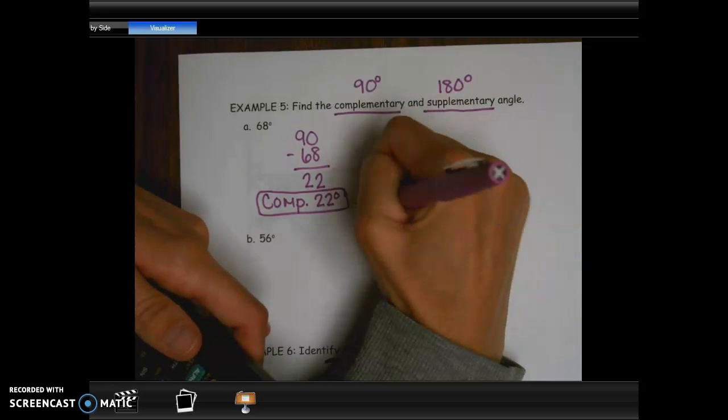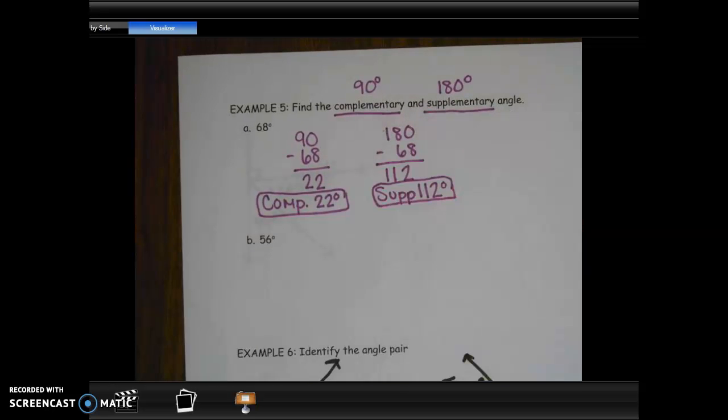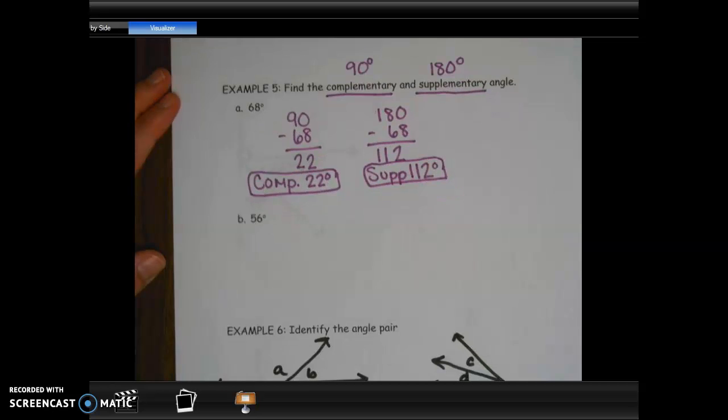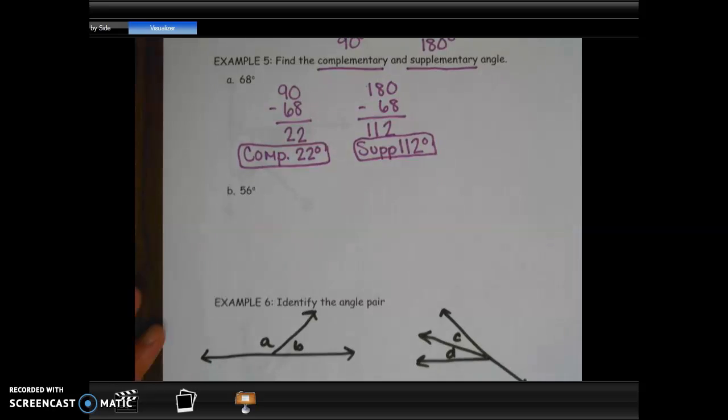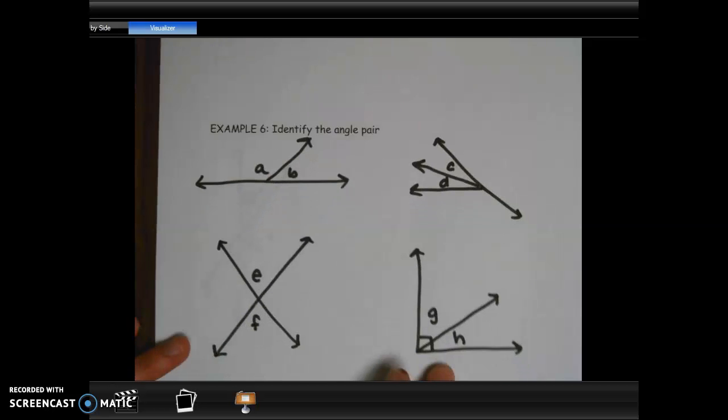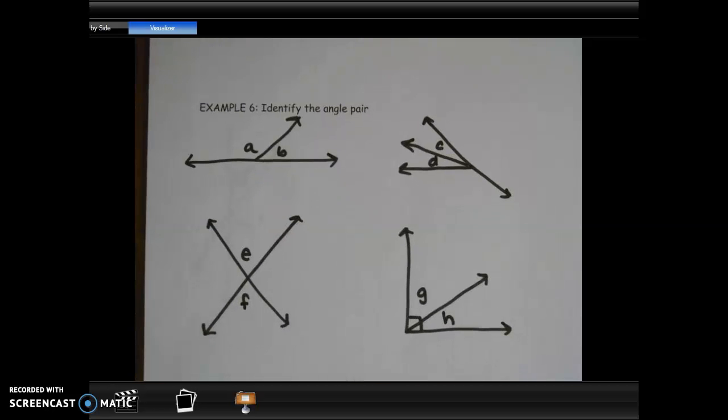Now, I don't think you have any questions like this on your homework, if I remember correctly, but you could have questions like this on your exam, so that's why I'm going to go ahead and give you examples of that. I want you to try Part B on your own. Remember, it's just like Part A. On the PDF version of these notes, you'll find the answer to Part B, okay? Because I want to go ahead and go over example 6, because you will have questions like this on your homework. It says, identify the angle pairs.